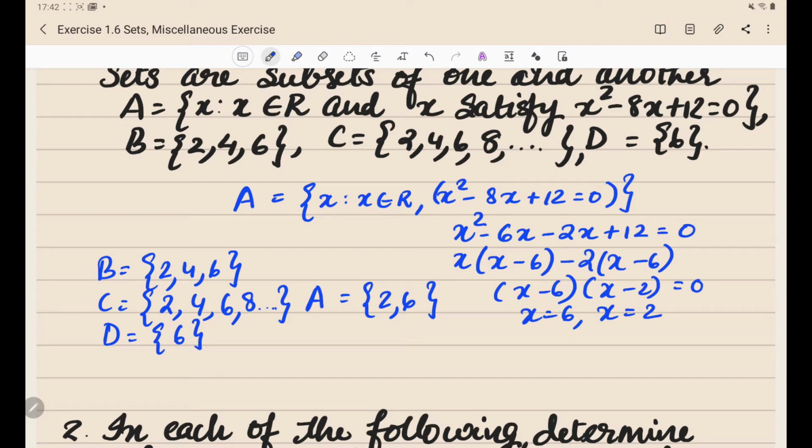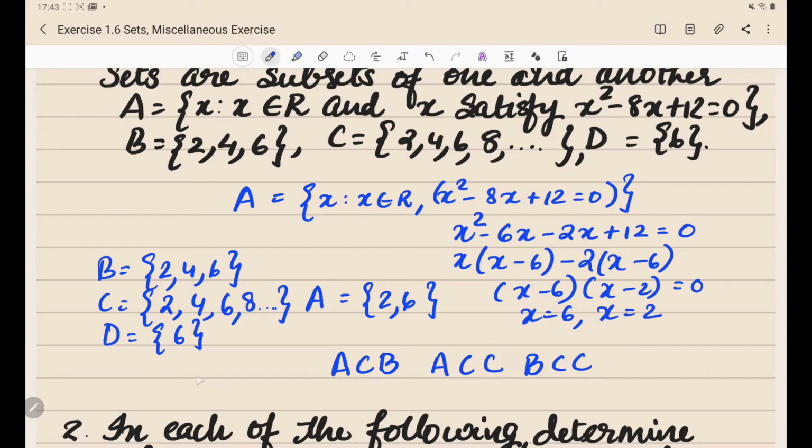Now let's start from A. A is a subset of set B, right? We can write it as one subset. Then, A is also a subset of C, right? Because 2 and 6 are included in the set C. Again, B is a subset of C, right? 2, 4, 6 are already included in the set C. So we can say that B is a subset of C.